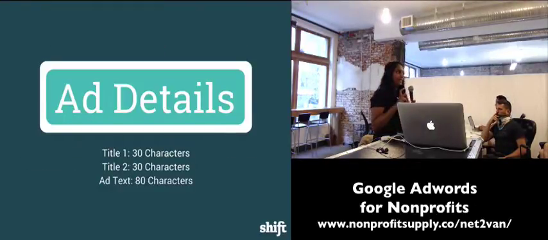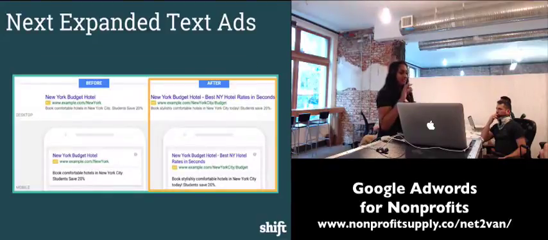So your ad details. Google changed the limits, or the format of ads, like 2.5 weeks ago. So the new ones, you get 2 titles now. Each is 30 characters, that includes spaces and punctuation. And then you get ad text, which is like a little description where you can include your CTA, and that's 80 characters. So here's the before and after.